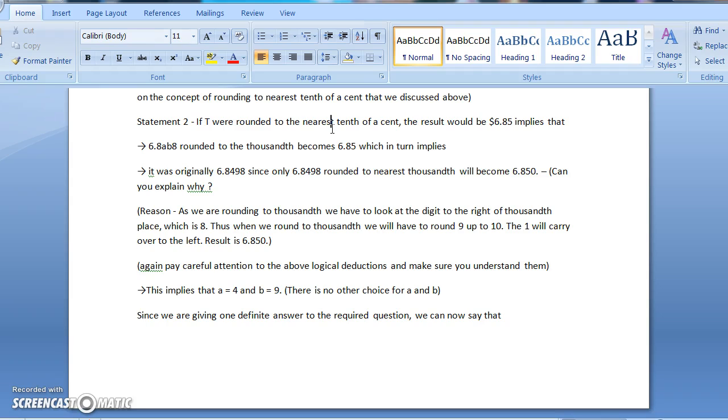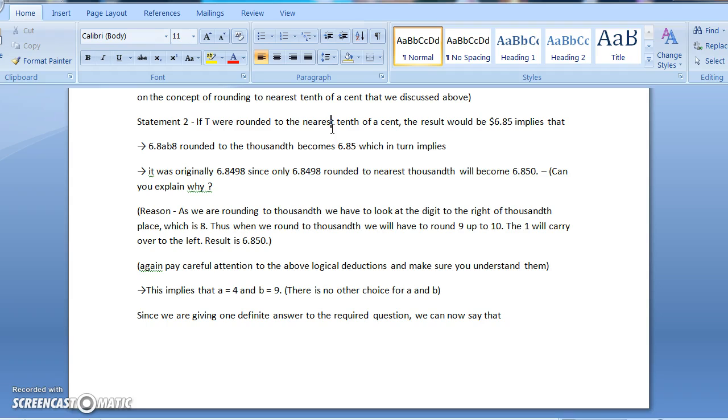Now just notice here carefully, and can you understand this and can you explain this? What's the reason? The thousandth place, we are rounding to the thousandth. Look at the thousandth digit, it is B. Next to B is 8, hence B has to be rounded up. When we round B up, the next digit, which is A, will also be affected. When we look at the digit to the right of thousandth place, which is 8, right? Thus, when we round to thousandth, we will have to round 9 up to 10. The 1 will carry over to the left, and we will get the result as 6.85.